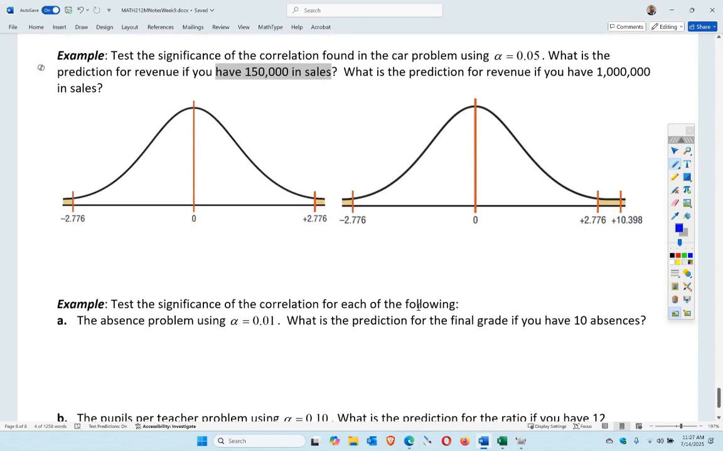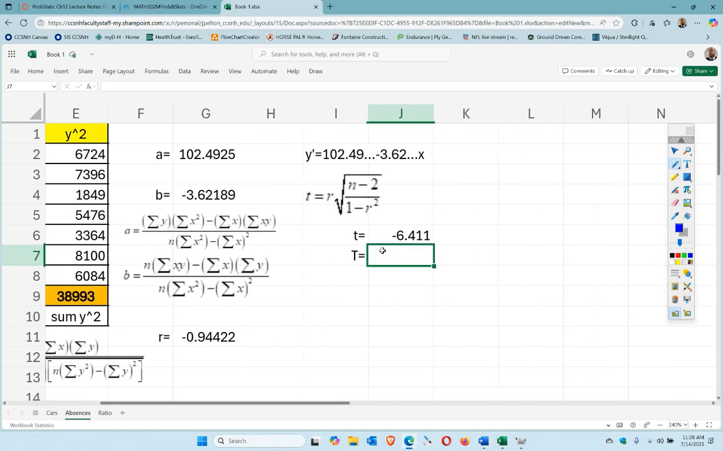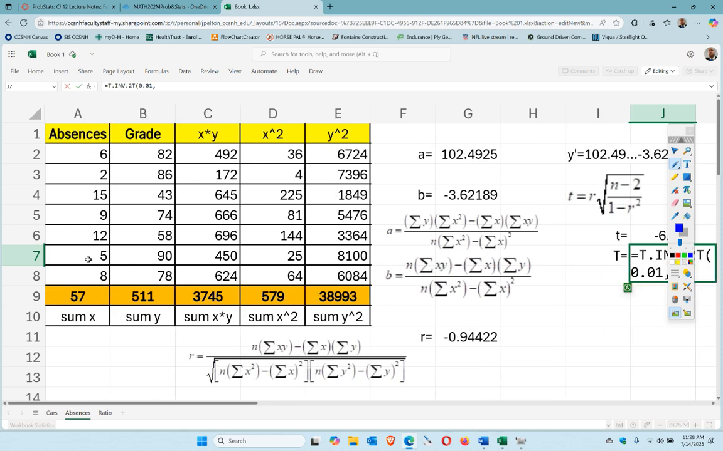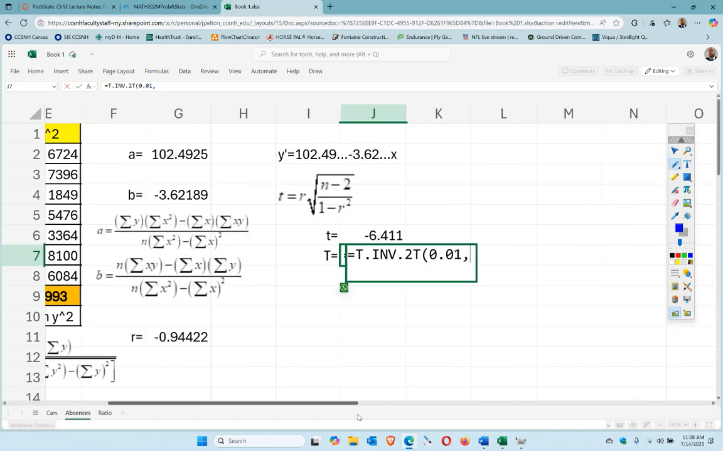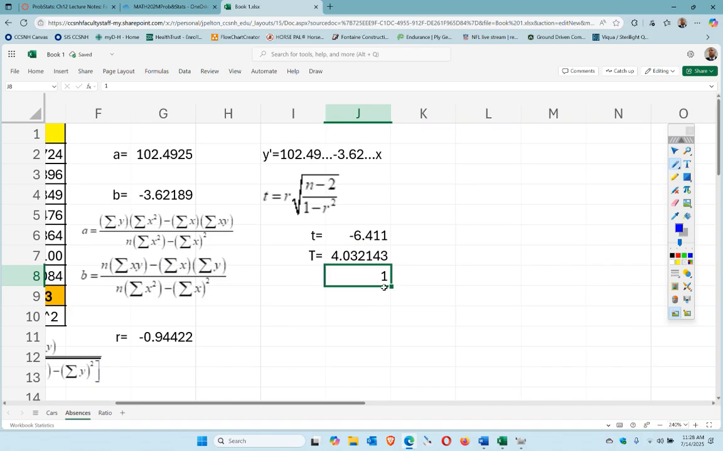Okay, so the next one, absences. Let's go to here. So now we want to do it for 0.01 for absences, and then predict 10 absences. That's fine. All right, so let's go to our spreadsheet. So I want to do t.inverse two-tail, right? We want the 0.01. 0.01, comma, degrees of freedom is n minus 2. So 1, 2, 3, 4, 5, 6, 7. So 7 minus 2. Close paren. Okay.